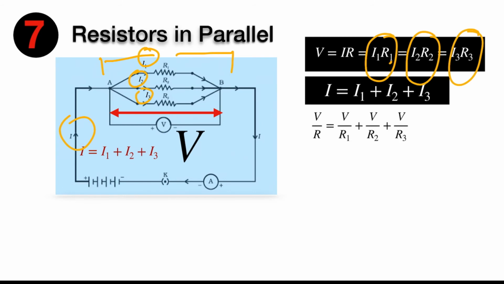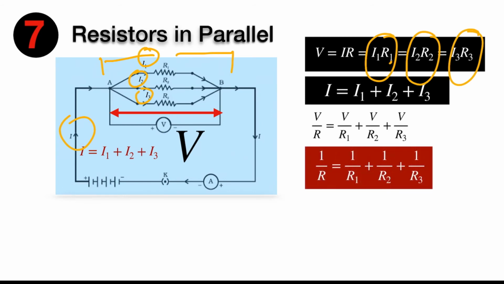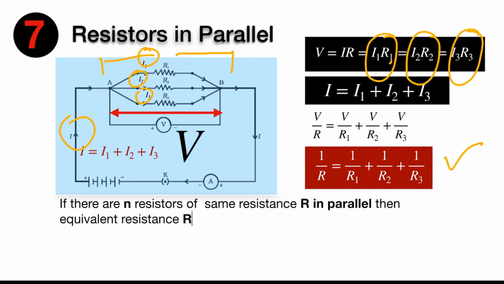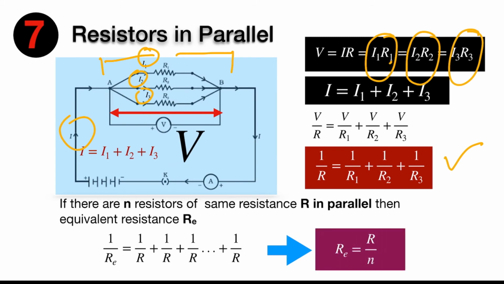So if we put the value of current I in form of V and R, we get a relation between the equivalent resistance R and the individual resistances. So here, 1 by R is equal to 1 by R1 plus 1 by R2 plus 1 by R3. Now if there are n resistors of same resistance R in parallel, then the equivalent resistance Re is given by R by n.